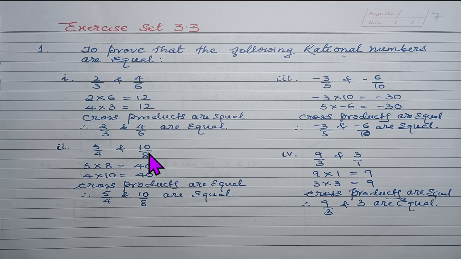Similarly, 5 by 4 and 10 by 8: 5 into 8 is 40, 10 into 4 is 40, cross products are equal, therefore the two rational numbers are equal. And here minus 3 by 5 and minus 6 by 10: minus 3 into 10 is minus 30, and minus 6 into 5 is minus 30, cross products are equal, and therefore the two rational numbers are equal. 9 by 3 and 3 by 1: 9 into 1 is 9, 3 into 3 is 9, cross products are equal, and therefore 9 by 3 and 3 are equal rational numbers. A very simple method. So please remember the basic rule: if the cross products of rational numbers are equal, then the rational numbers are equal.